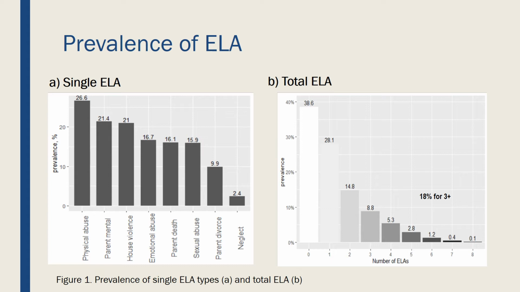Prevalence of ELA varied across different types, with physical abuse being the most prevalent at 27% and neglect being the least prevalent. In total, 39% of participants didn't report any ELA type, 28% reported only one ELA, 15% reported 2, and the remaining 18% reported 3 and more ELA types.